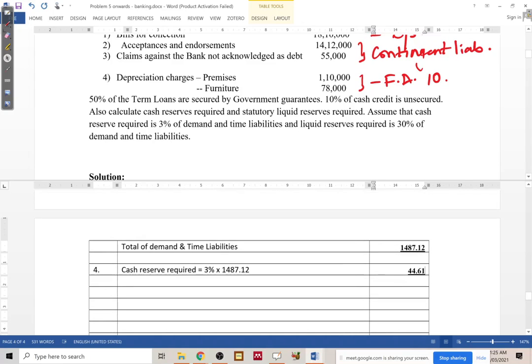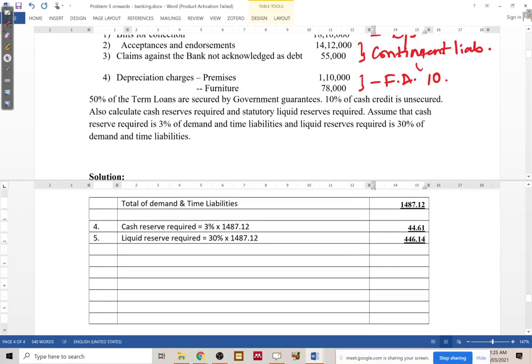44.61. Similarly, if you calculate the liquid reserve which is required, 30% of the same amount of demand and time liabilities, you have 446.14. These two reserves we have calculated are very important and we're going to show them accordingly. Based on this cash reserve which we are required to maintain, we need to compare this with what has already been maintained with RBI.